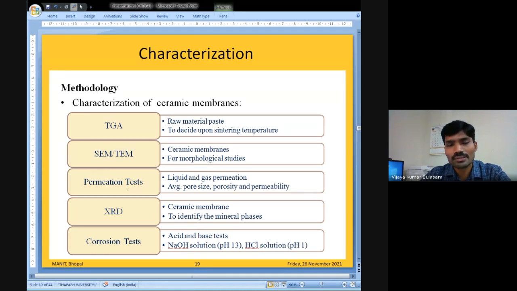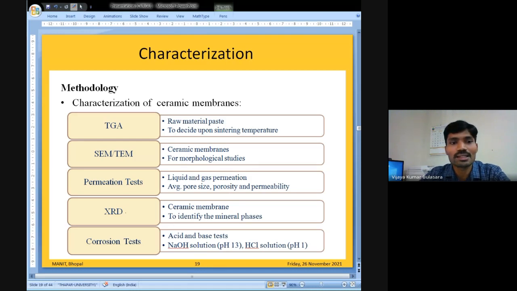Permeation test. This is the most important characterization of the membrane, because through the permeation test we can determine the average pore size, porosity, and permeability of the membrane. These are very important properties of the membrane that decide the final application, that is, the suitability of the membrane for a selected application.